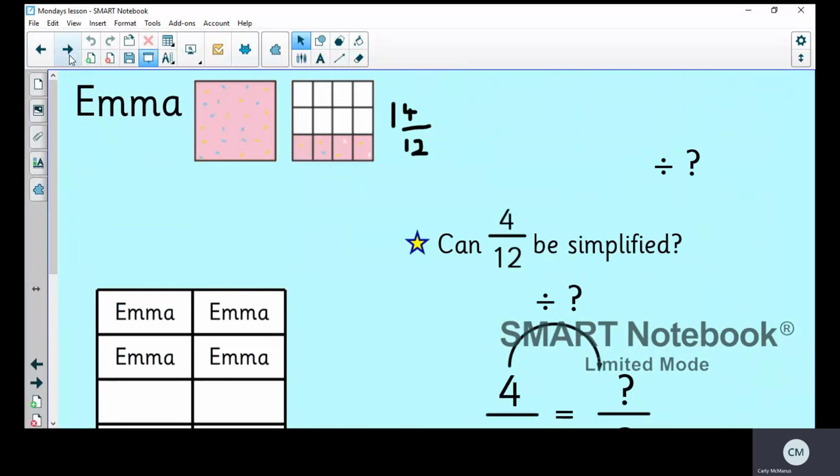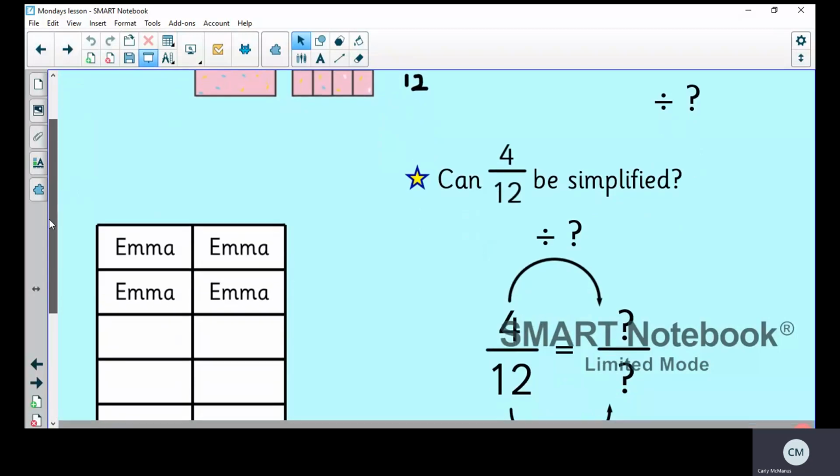So let's have a look at another example. We've got Emma here, and she's got 1 whole cake and 4/12. Again, this fraction is 4/12 because this cake has been split into 12 parts and we're looking at 4 parts. Now, we can't simplify the whole, so the whole will always stay as 1, but we may be able to simplify this fraction. Remember, simplify means to make smaller.